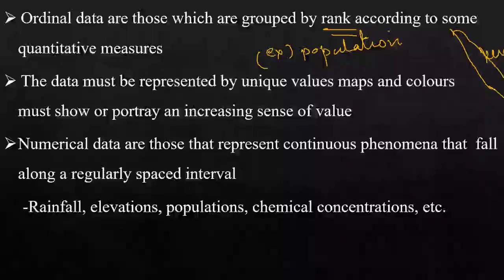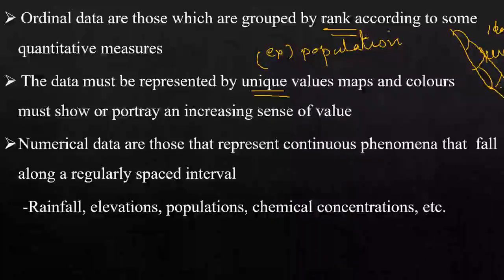So Kerala is classified into many states, right? And these states are classified into different districts. So now each district, you can take the population of each district. So there will be a variation in population. In some places the population will be from 1 lakh to 2 lakhs. So you can classify the population quantitatively and you can rank it in ascending order or descending order depending upon your purpose. Then the data must be represented by unique values.